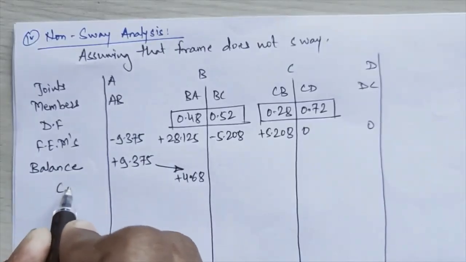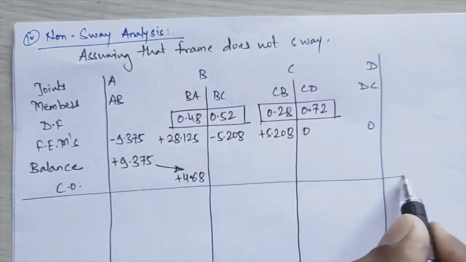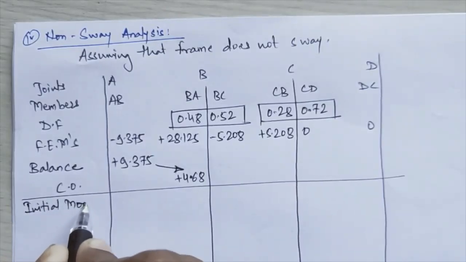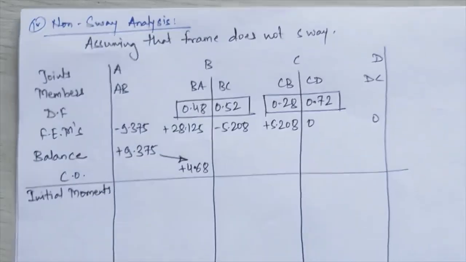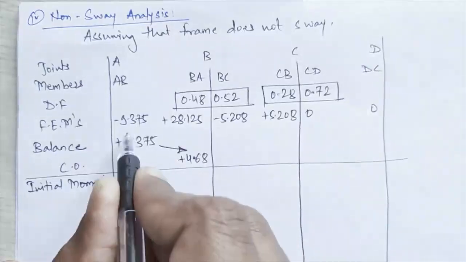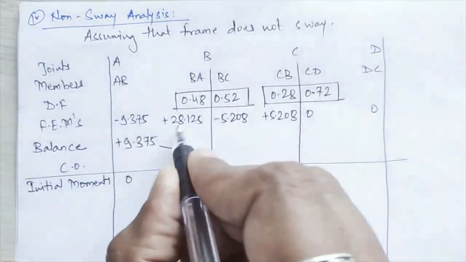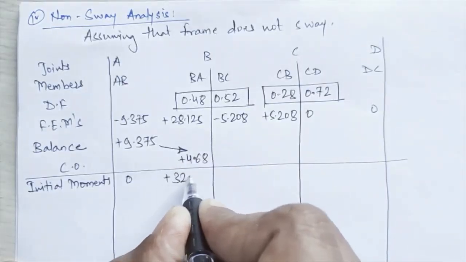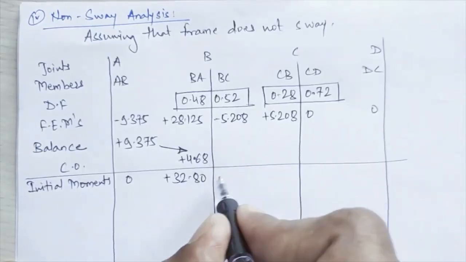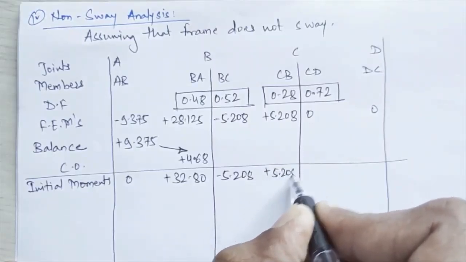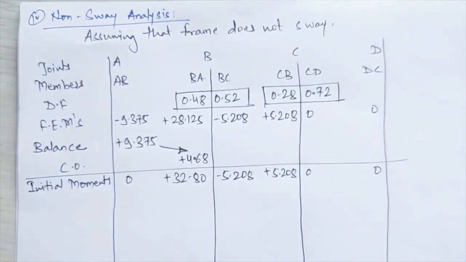Okay, and here this will be your carry over. Whatever values you get here will be your initial moments. So I'll write the initial moments. For AB I am getting 0, for BA 28.125 plus 4.68, almost plus 32.80. Next minus 5.208 is as it is, plus 5.208, and the remaining moments are 0 directly.